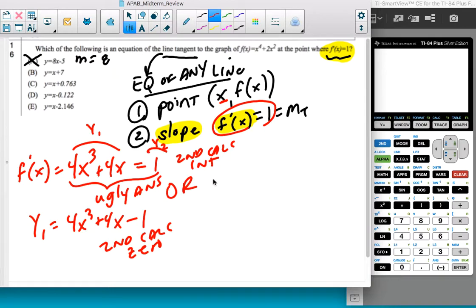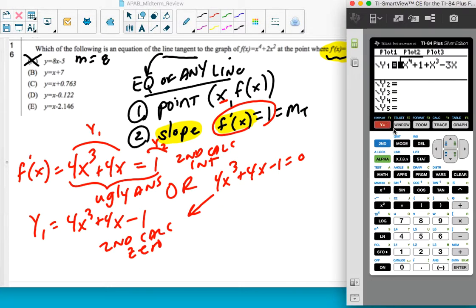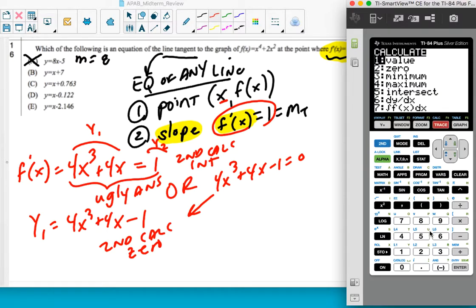Or you could move everything to one side, right? You could subtract the 1 over and get equal 0, and then you could do this. So that's the play I'm going to go with, but certainly you can choose whichever you want. They do basically the same thing. So 4x to the third plus a 4x minus a 1. I'm going to go ahead and graph it, and there it is, right? So I'm going to second calc zero.